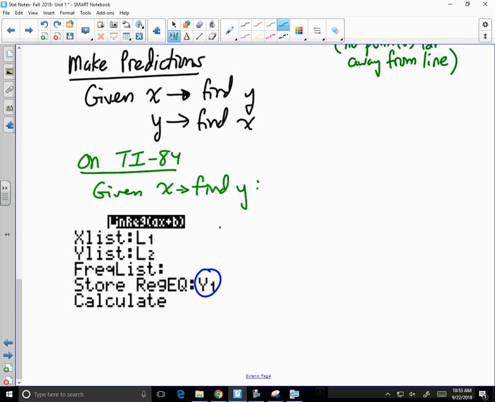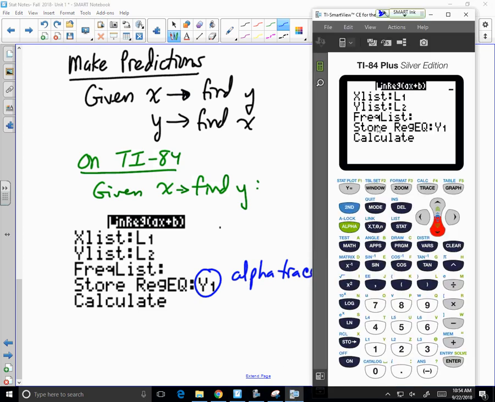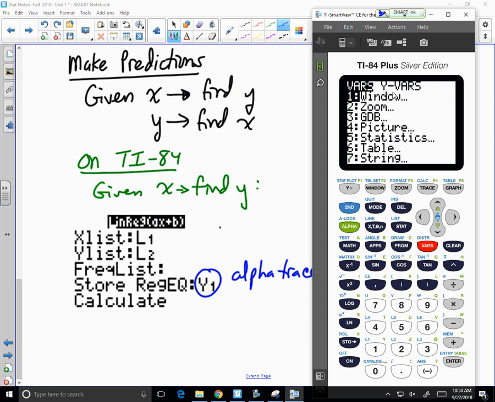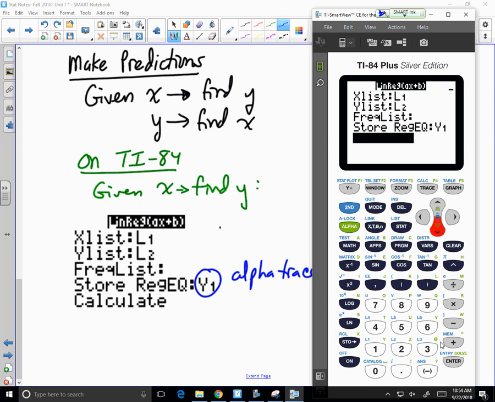So again, alpha trace. If you're a TI-83 person, you have the fun process of hitting vars, over to y vars, function, and then y1. Not as convenient. Not to say the alpha trace is convenient in and of itself. So again, alpha trace y1. Commit it to memory. Calculate.